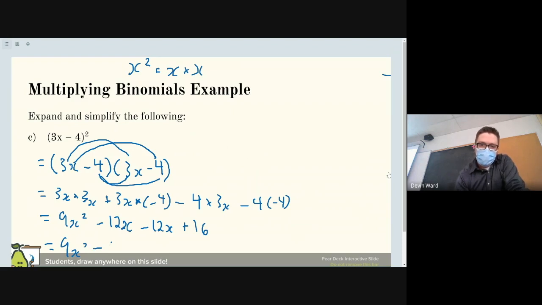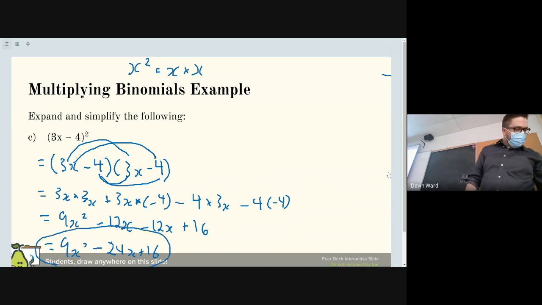So that's -24x plus 16. Okay, so that'll be your final answer. 9x squared minus 24x plus 16.